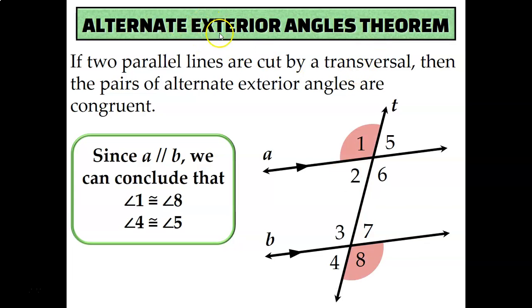Similarly, we have the alternate exterior angles theorem, which says that alternate exterior angles are congruent if the lines are parallel. So since line A is parallel to line B, that allows us to assume that alternate exterior angles are congruent. Alternate again means that they're on opposite sides, so angle 1 is on the left, angle 8 is on the right of transversal T. That makes them alternate. And they lie on the outside of the two parallel lines, which makes them exterior. So angle 1 is congruent to angle 8, and angle 4 is congruent to angle 5.